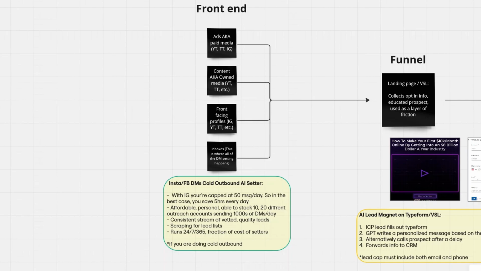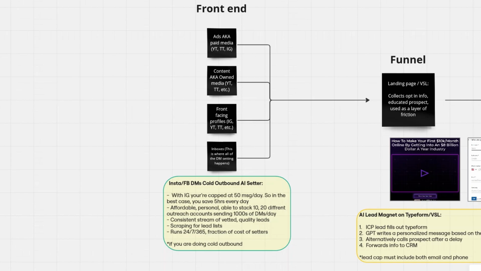Now, you can go out and do the traditional way, which is hiring a setter. Drawbacks are they're expensive, they take a lot of time and headache, and you have to pay them. And as you guys can see with Instagram, you're capped at 50 messages a day, which is around 10 an hour. So if you're still doing outreach or if you have someone doing outreach for you, they're wasting 5 hours every day, or you're wasting the money to buy their 5 hours every single day.